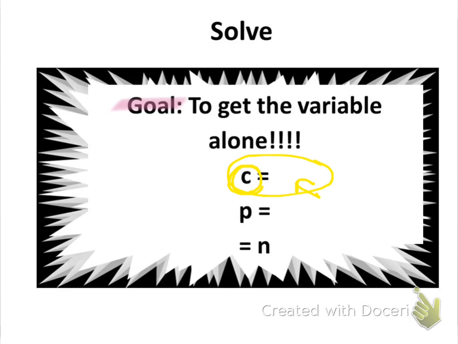Same if it's a different variable like p. Here, p needs to be by itself beside the equal sign. The other thing is, if we have the n, in this example here, on the opposite side of the equal sign, instead of being on this side, that's completely fine as long as it's alone and there's nothing else there. So keep in mind, what we're trying to do here is eliminate anything else that is with the variable.